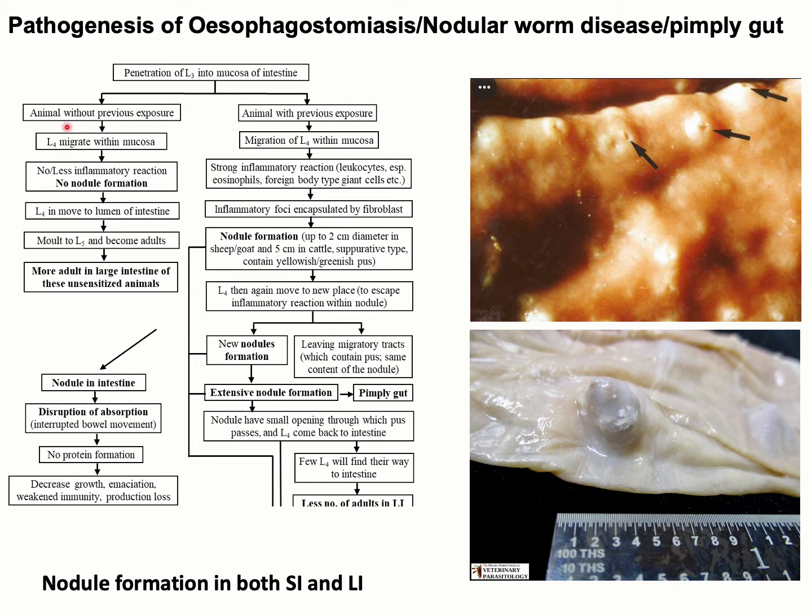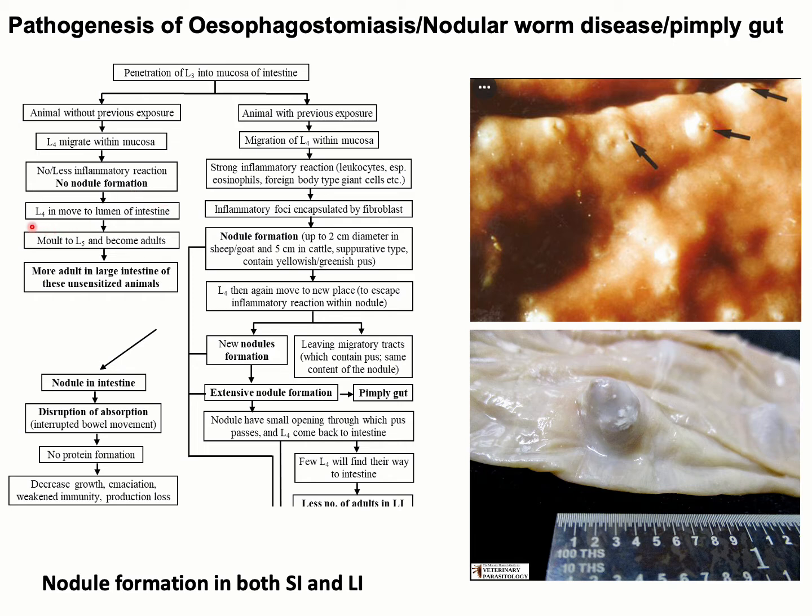The first one is animal without previous exposure of the nodular worm, and the second one is animal with previous exposure of the nodular worm. So in case of animal without previous exposure of nodular worm, the L4 will migrate in the wall of the intestine and there will be less or no inflammatory reaction. As a result, there will be no nodule formation in the wall of the intestine.